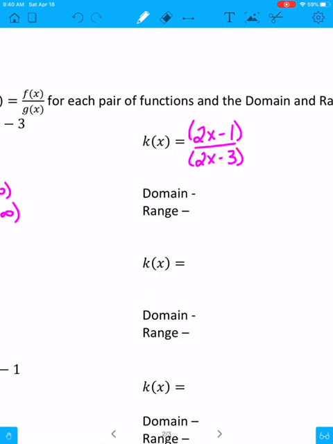However, it's a division. So I also have to check my non-permissible values. So this one here. So I have 2x minus 3 cannot equal 0. So 2x cannot equal 3. Divide by 2. X cannot equal 3 over 2, which is my vertical asymptote.